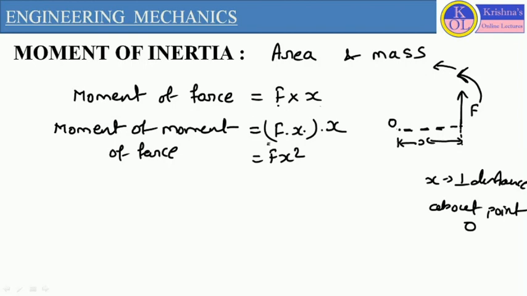Now if we want to define the location of centroid, in place of force we will write the area, or we will replace the force with area. That term will become moment of area. If we want to define the moment of area, it will be A into X. For that we have to consider one particular area, so let us consider one diagram here.